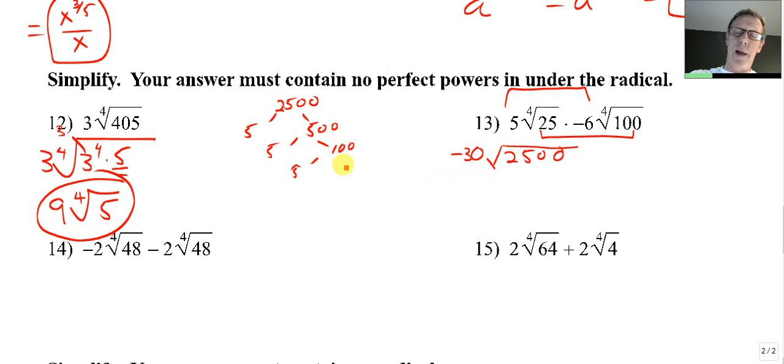Let's take out a 5. That leaves me with 20. Let's take out a 5. That leaves me with 4. That's 2 times 2. So I'm looking for 4th roots. So what I have is these 4 5s.